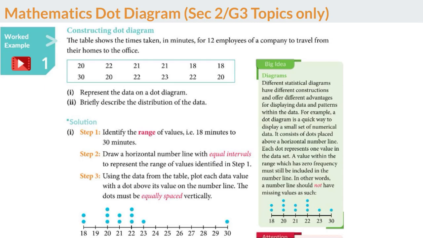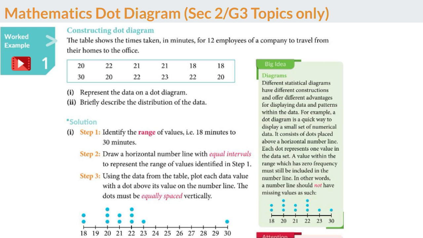Step number three, using the data, plot each data value with a dot above the value on the number line. So for example, if I have 20, and let's say I have three 20s in the table, you will need to draw 3 dots, and they must be equally spaced vertically up. You cannot go horizontally, if not it will be wrong. Okay, understand?